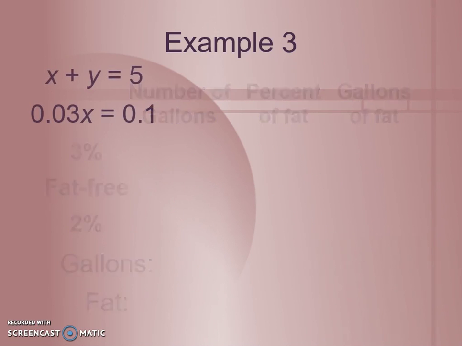All right, so let's go ahead and solve this one. So we have our x plus y equals 5 and 0.03x equals 0.1. First thing we want to do is go ahead and get rid of our decimals. So we'll multiply by 100. We'll end up with 3x equals 10.